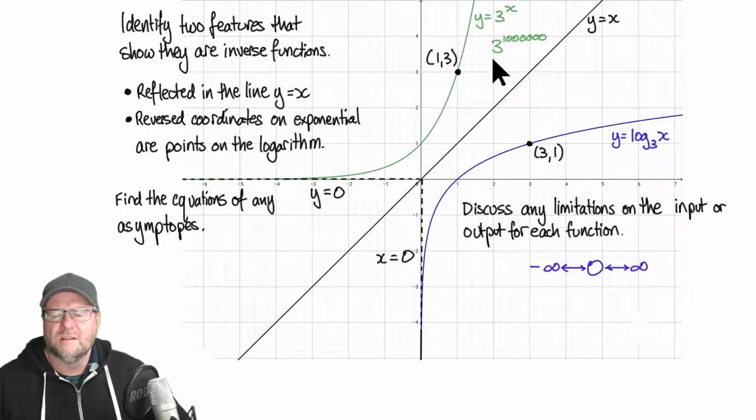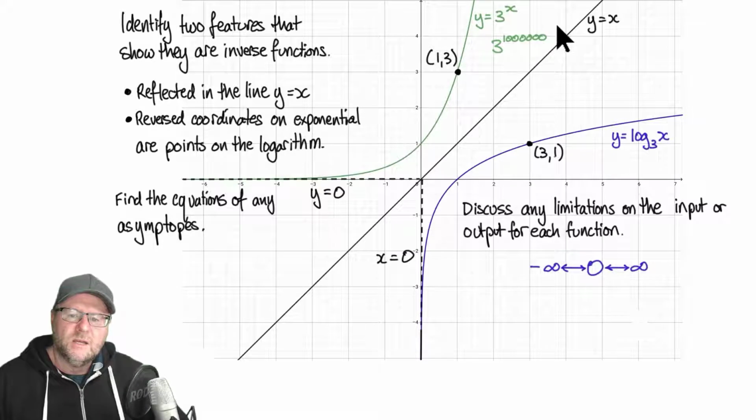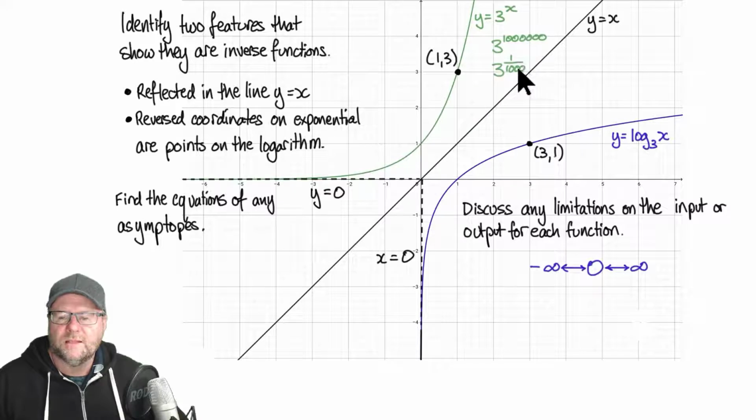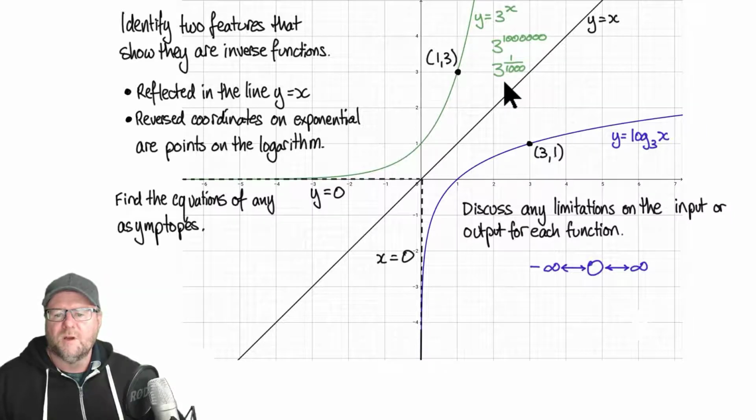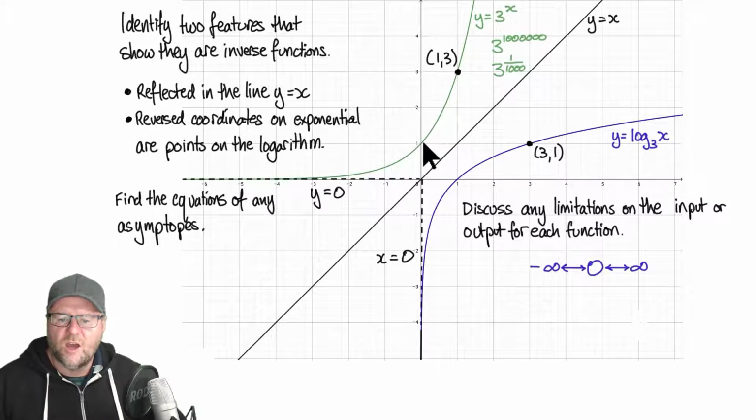3 to the power of a million is going to be a massive number. So I can go with massive x values, I'm going to get a massive y value. What happens when I come back though towards 0? So just over 0. So let's say 1,000th. If my value for x was 1,000th, what happens to my y value? Well, if you put this in your calculator, you're going to see that this is just over 1.